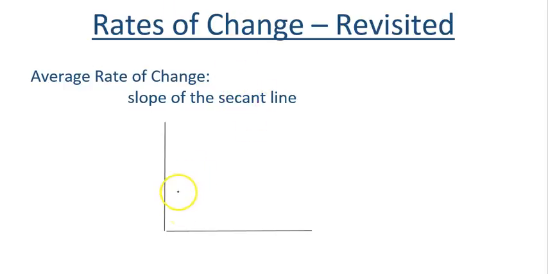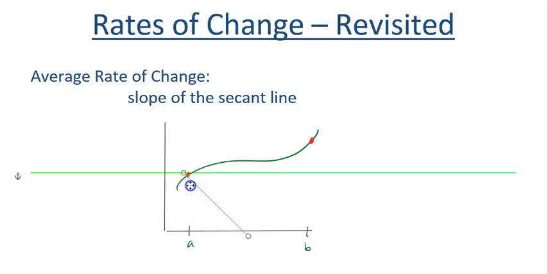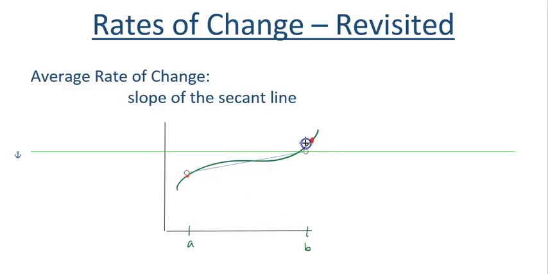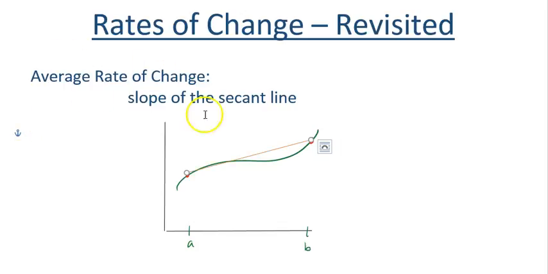So if I have a graph, some function, and say here's A and here's B, then if I look at the 2 points that are at A and B, and I connect those with a line, to the best of my ability, then I have drawn a secant line there, and the average rate of change is the slope of that secant line.